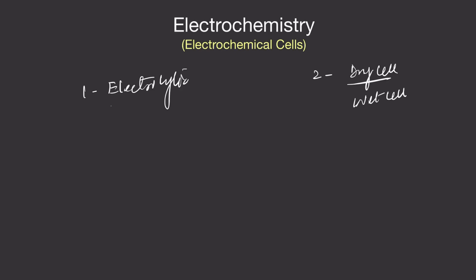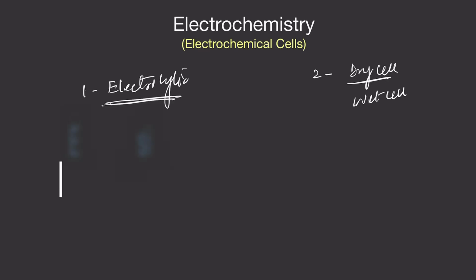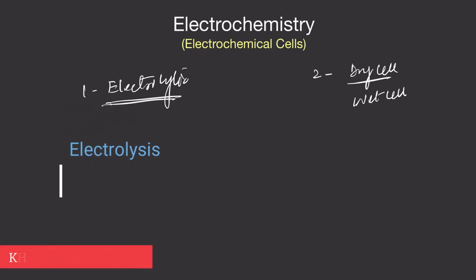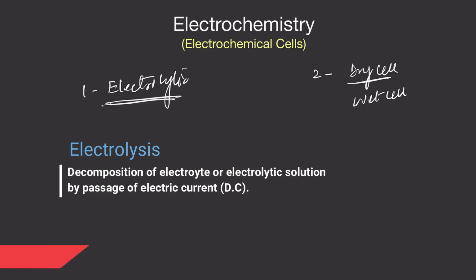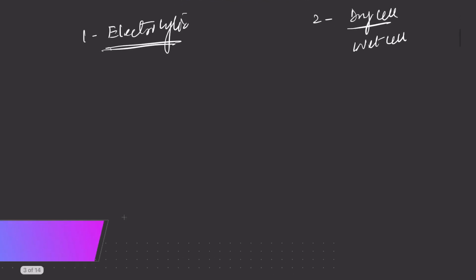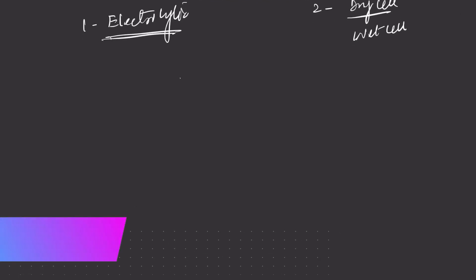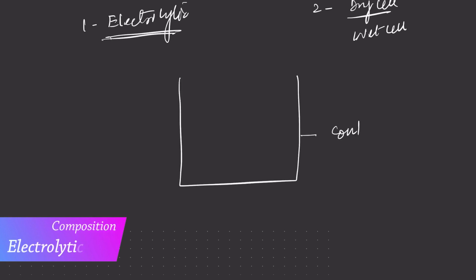An electrolytic cell is basically a cell that performs electrolysis. What is electrolysis? Decomposition of electrolyte or electrolytic solution by the passage of electric current, that is DC current, direct current, is known as electrolysis. An electrolytic cell consists of a container and an electrolyte.